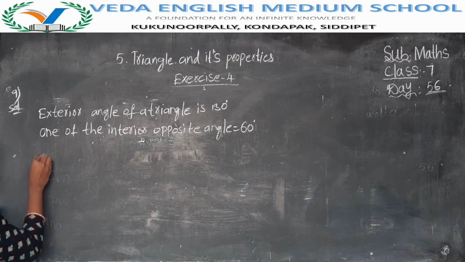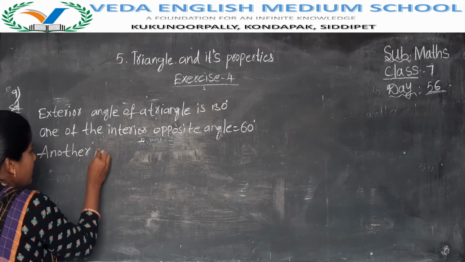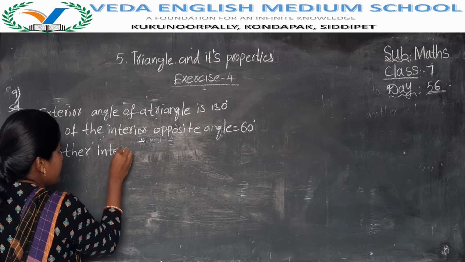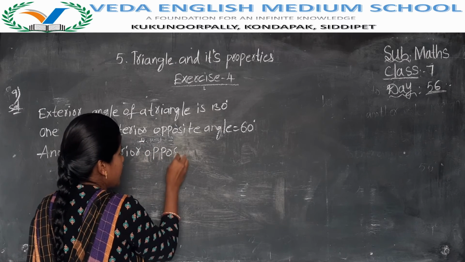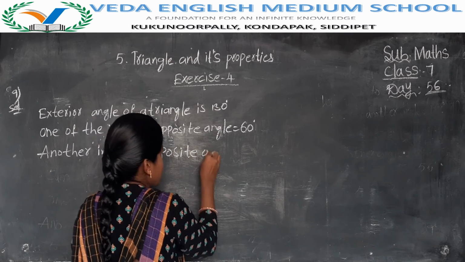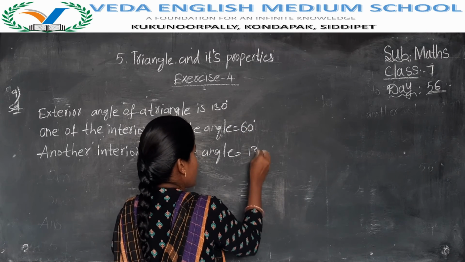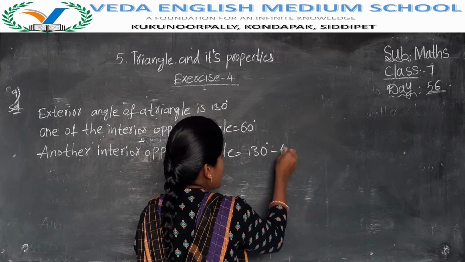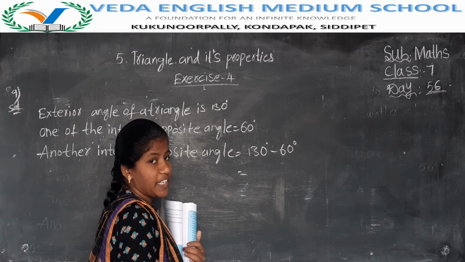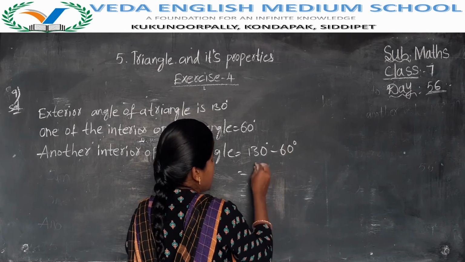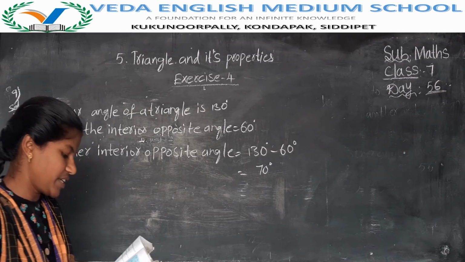To find the other interior opposite angle, what do we have to do? The other interior opposite angle is equal to, from this 130 we have to subtract 60. Why? Because the exterior angle of a triangle is equal to the sum of two opposite interior angles. So 130 minus 60 is equal to 70 degrees. So the other interior opposite angle is 70 degrees.